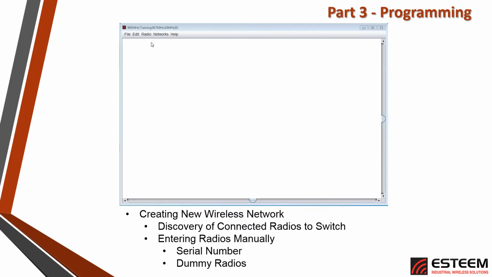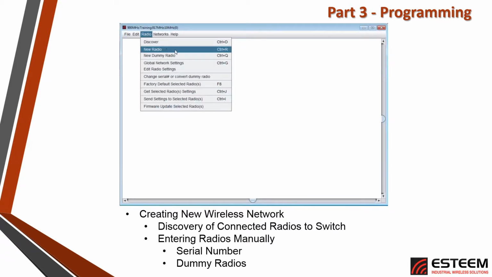There are 2 types of radios that we can add to this network, depending upon whether we know the serial number of the radios that we're going to use, or if we're doing this before we receive the radios from the factory. Those 2 different types of radios are either a new radio or a dummy radio. A dummy radio is just a placeholder that allows you to then change the serial number or convert from a dummy radio into an actual radio.